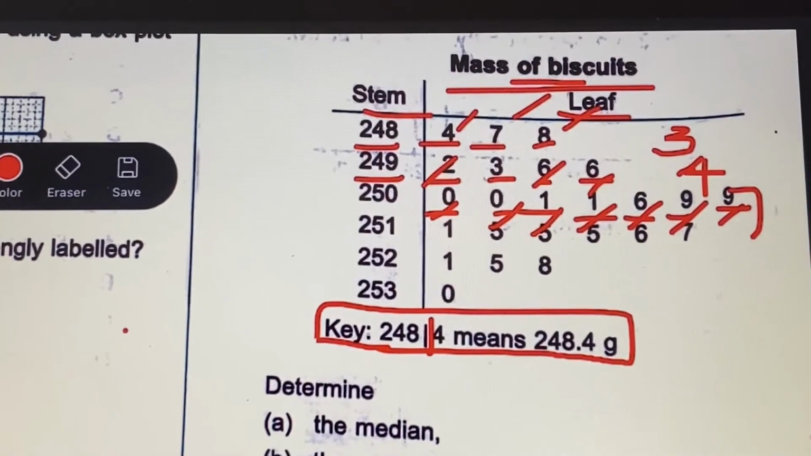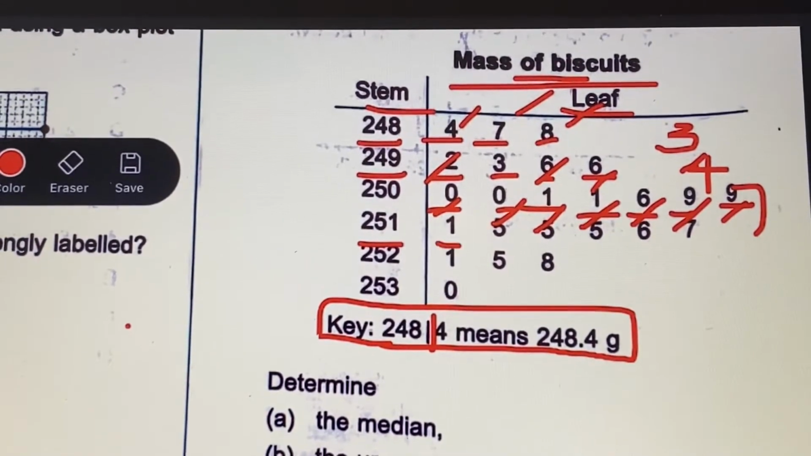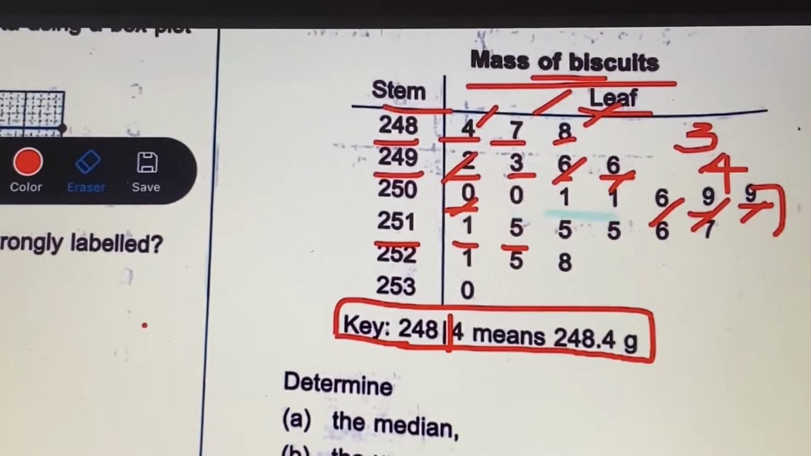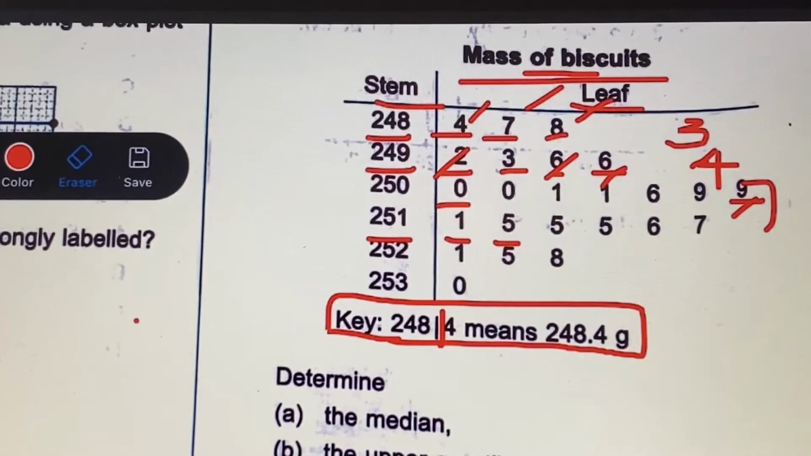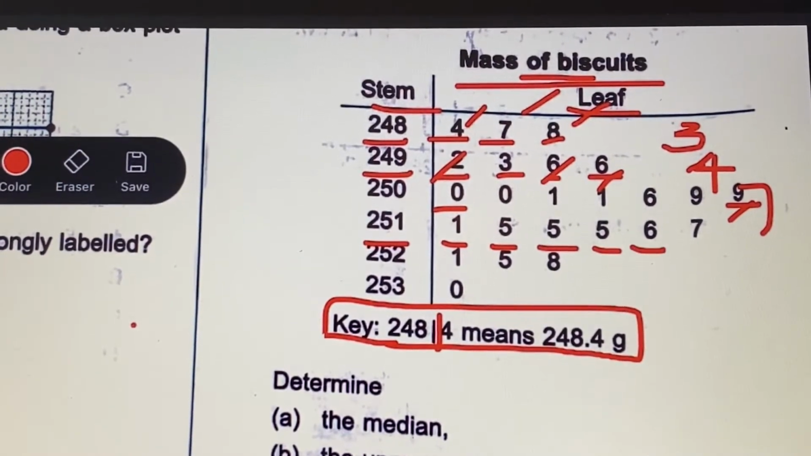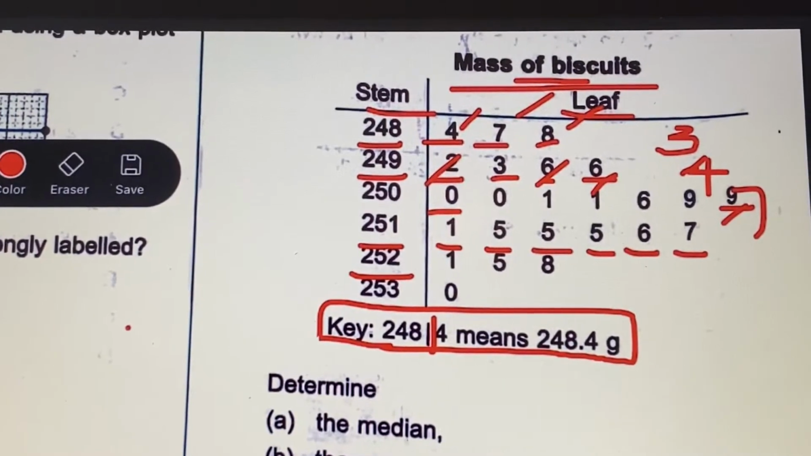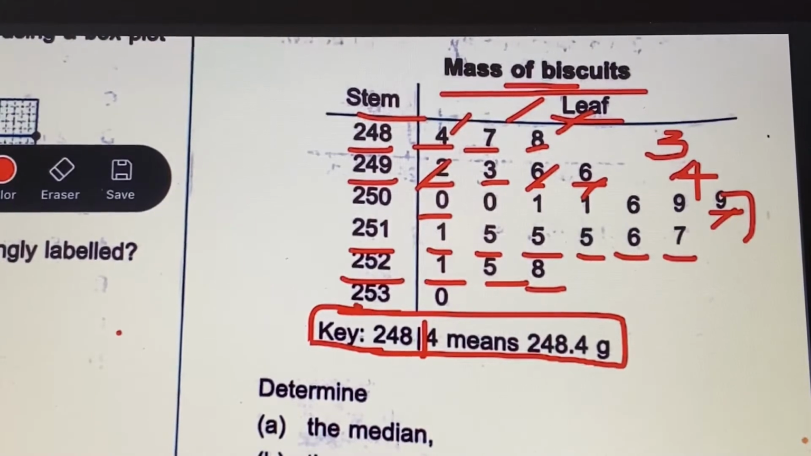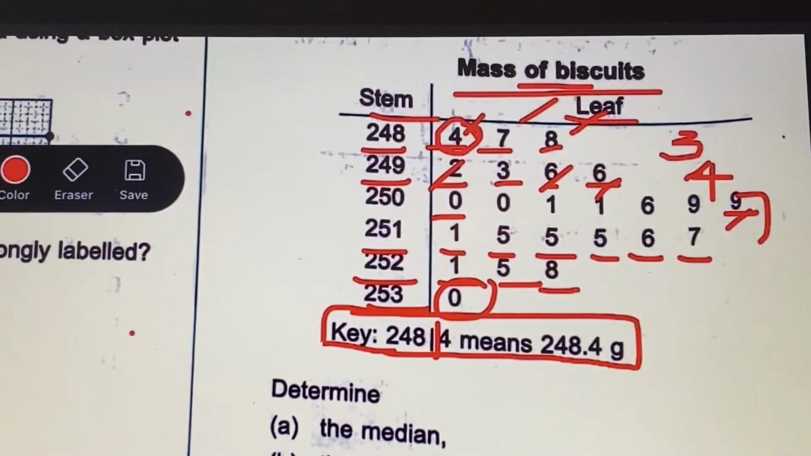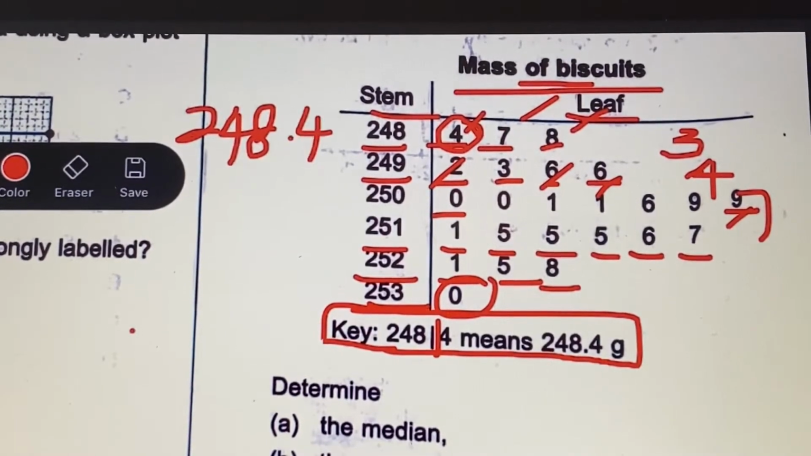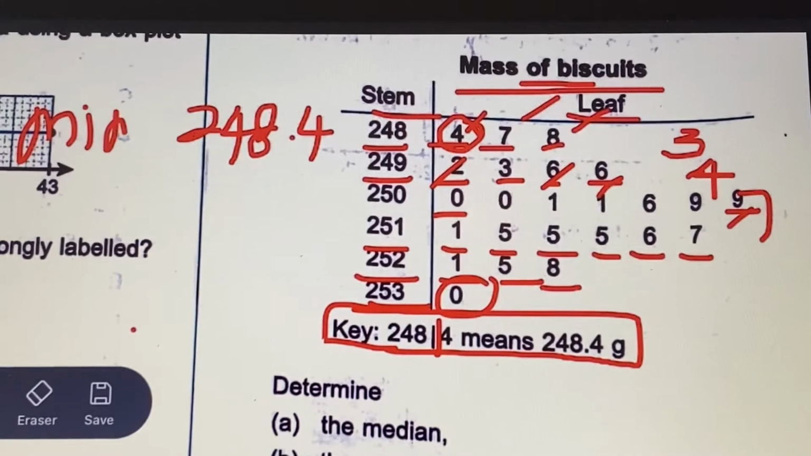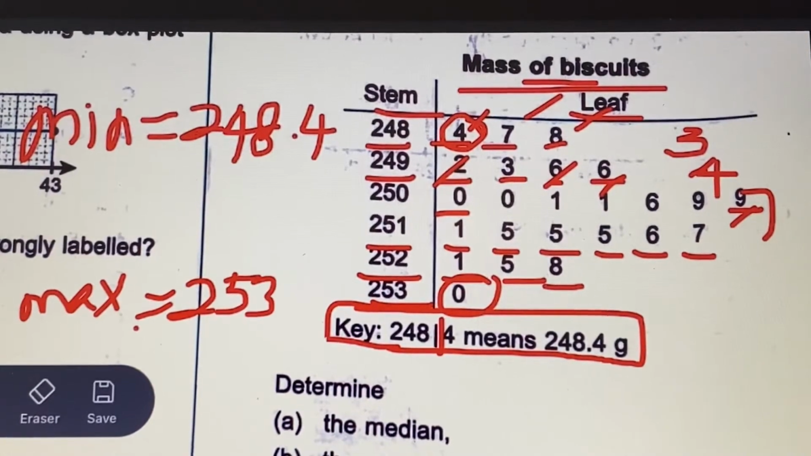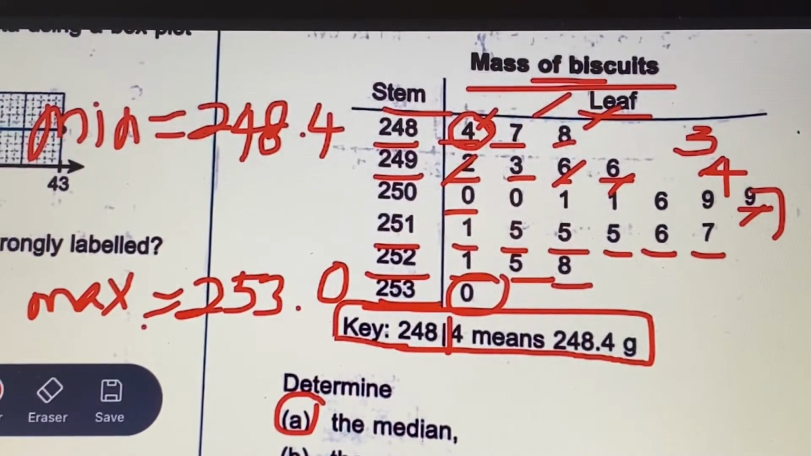Right? So we have 251.1, 251 point. We have to know how to read before we can solve. Okay, we have 251.5, 251.5, 251.6, 251.7. All must start with 251. Then 252.1, 252.5, 252.8. And the last one is 253.0. So that means the minimum value is 248.4, and the maximum value is 253.0, right?